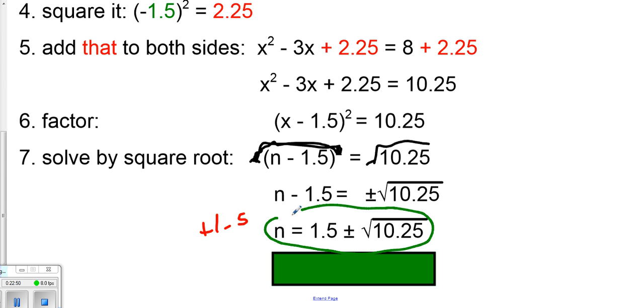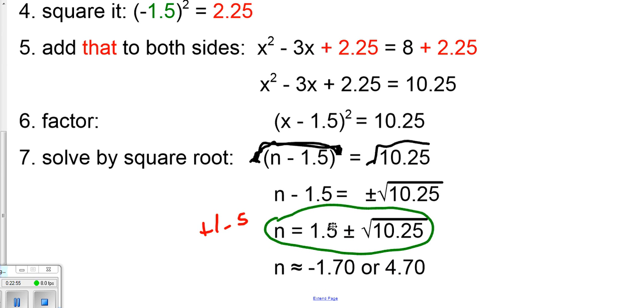Or if you like being a little more exact with your decimals, you can spell it out on the calculator. Do 1.5 minus the square root of 10.25, and you get negative 1.70. Or 1.5 plus the square root of 10.25, and you'd get 4.70. So again, they are both acceptable answers. Both of them show that there are two possible answers for this one. One is kind of more of an exact decimal answer. One of them leaves it in the radical form. But both are acceptable. And this is how you solve by completing the square.